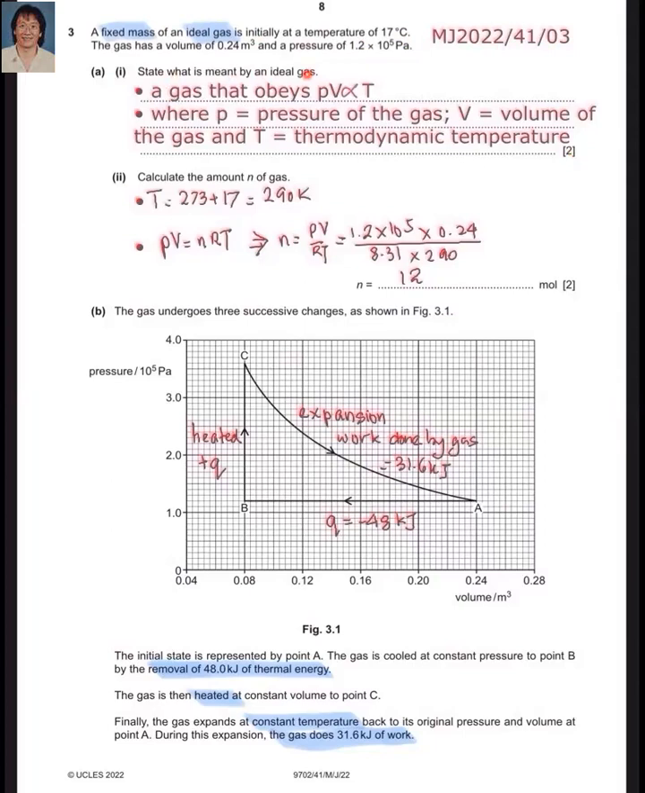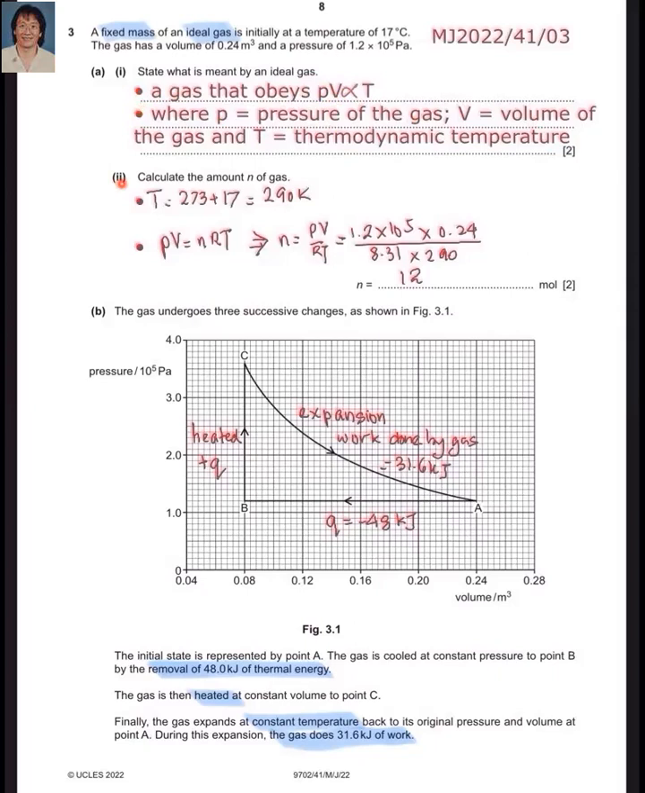To do this question, we need to know what an ideal gas is. An ideal gas is a gas that obeys PV proportional to T. Or you can say PV equals nRT, where P is the pressure of the gas, V is the volume of the gas, and T is the thermodynamic temperature. This is how you get the 2 marks.